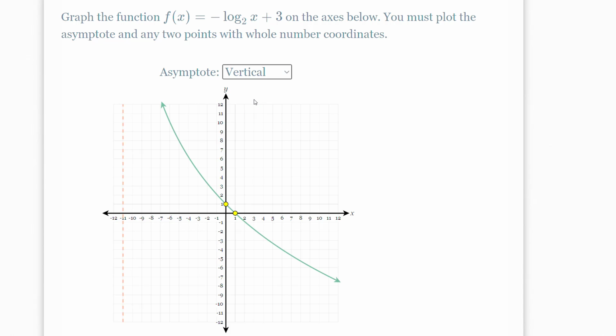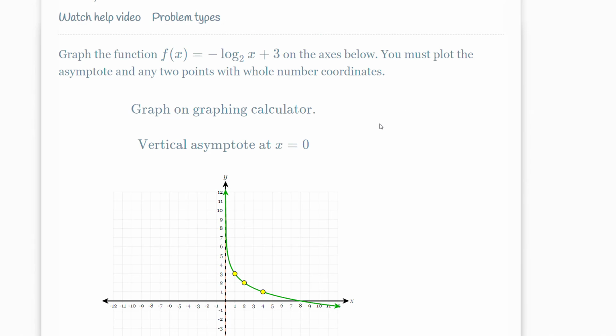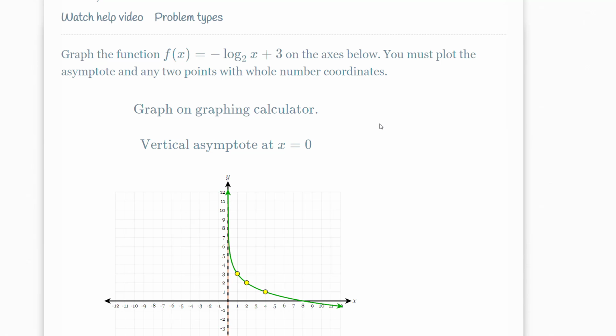So the y-axis, 1, 3, and the point 2, 2. Right, like that. Those are the 2 points that'll do it. Slap everything in and go ahead and submit it, and you're good to go. That's exactly how that works.